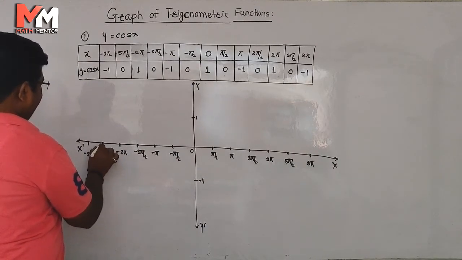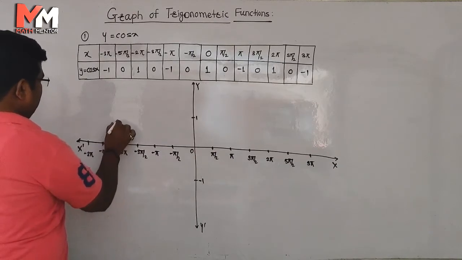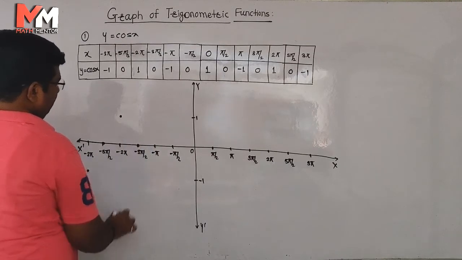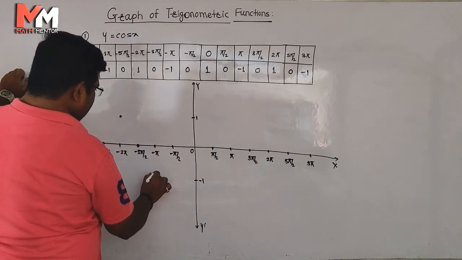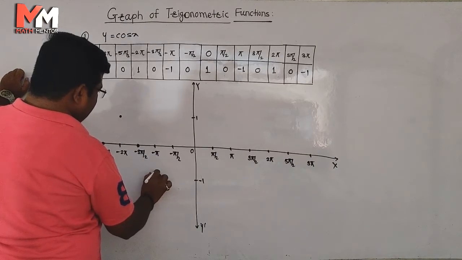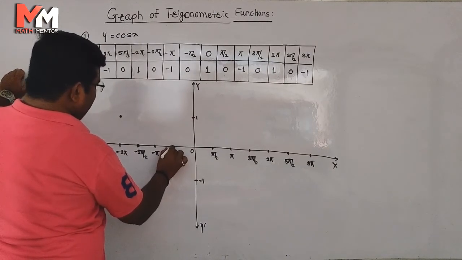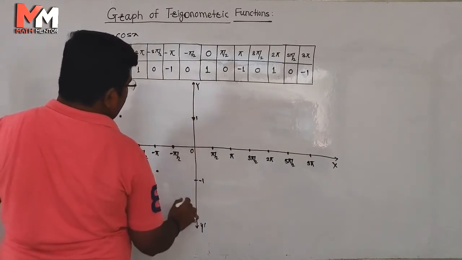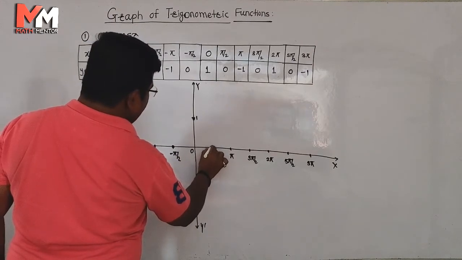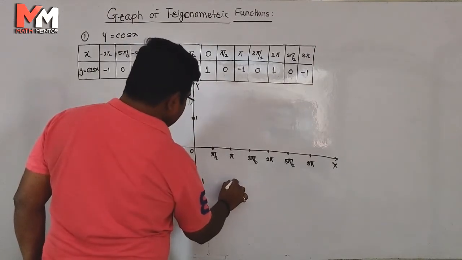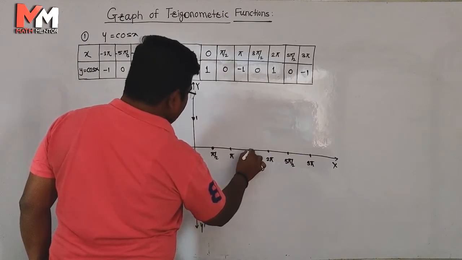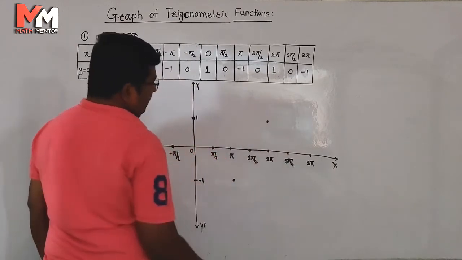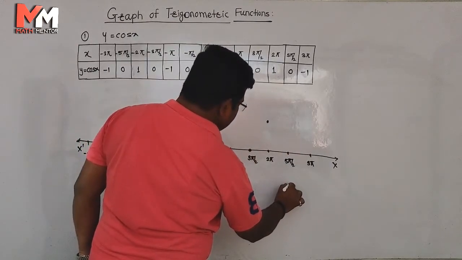Now cos of minus 5 pi by 2 is 0. This is plus 1. Cos of minus 3 pi by 2 is 0. This is minus 1. Here minus 1. Here again 0. Cos 0 is 1. Cos of pi by 2 is 0. Cos pi is minus 1. Cos 3 pi by 2 is 0. Cos 2 pi is 1. Cos 5 pi by 2 is minus 1.